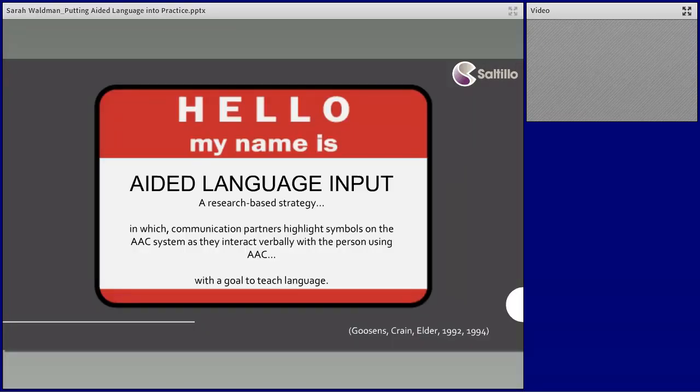So what is aided language input? Aided language input is a research-based strategy where communication partners provide modeled input by highlighting the symbols on the child's communication display as they interact verbally with the child. This helps the child understand what the symbols mean by modeling it to them in context. Several research studies show that this can also improve receptive and expressive language skills. The goal of aided language input is to teach language to the child using the modality that we expect them to use.